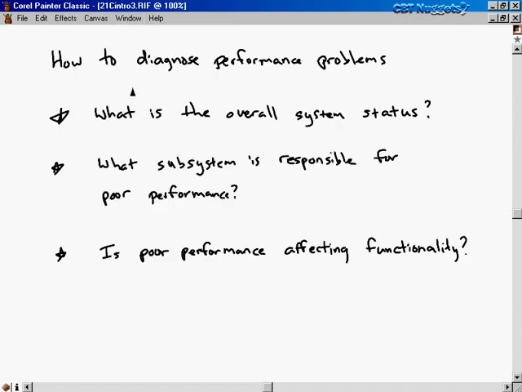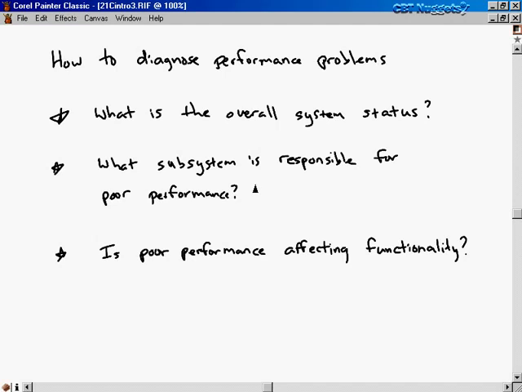So the big picture here is, how do we diagnose these performance problems? I've given you a few questions here that you can ask. The first question is, what is the overall system status? Does it seem like the system's loaded up? Is there some noticeable performance lag when you do certain tasks? That's the first question that you need to ask.